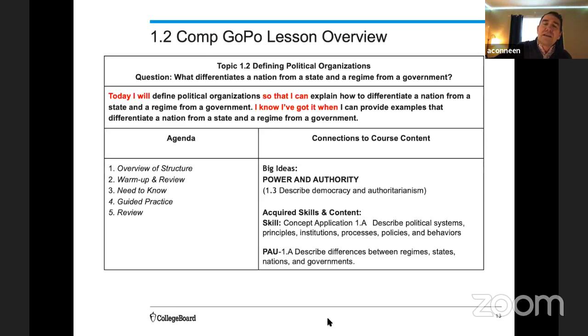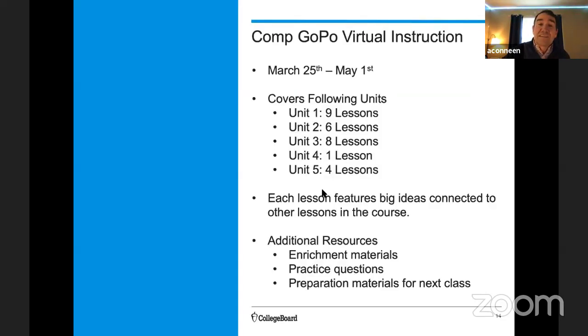You're going to see a lot of connection between today's lesson with tomorrow 1.3, where we describe democracy and authoritarianism. So don't be confused that every day we do a topic, I'm trying to connect that back to other skills and other topics in the key units to help you get a broad understanding of AP comparative political science.